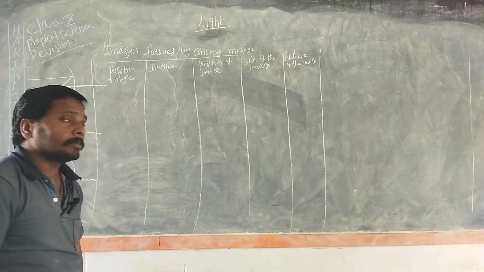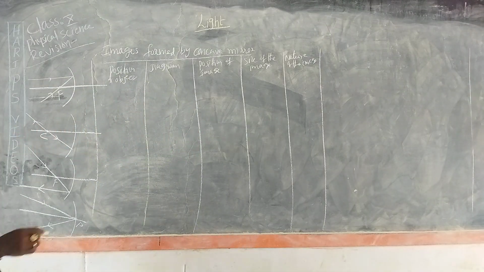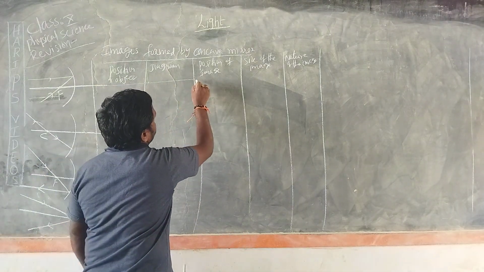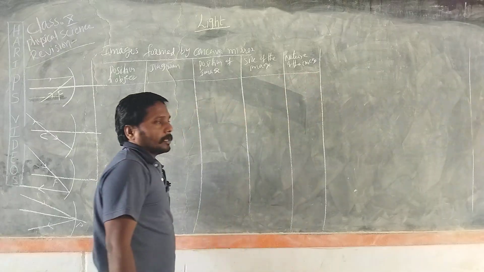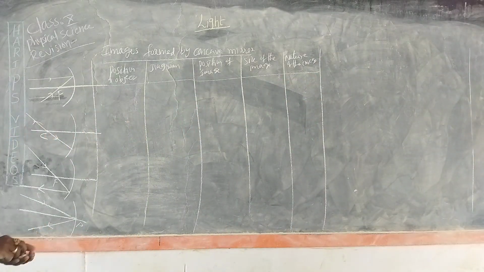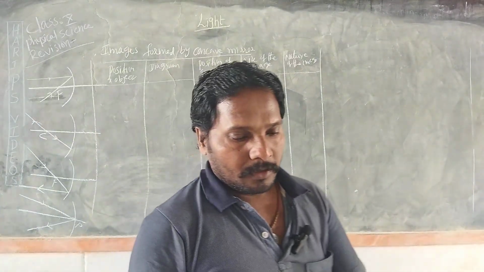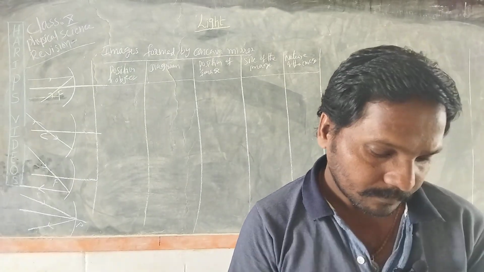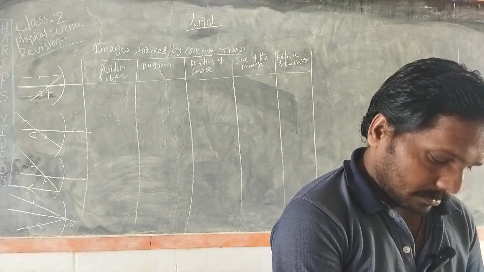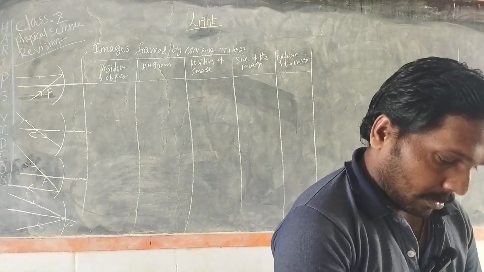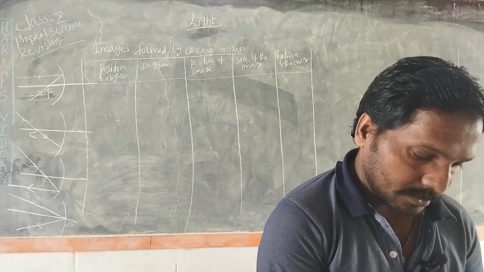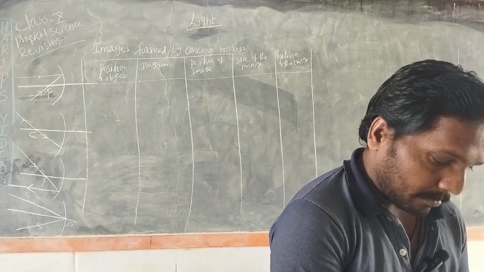So how to draw the diagram, and then their positions, all we should try to understand in a single tabular form. So we have to understand the position, the diagram, all things in a single tabular form.